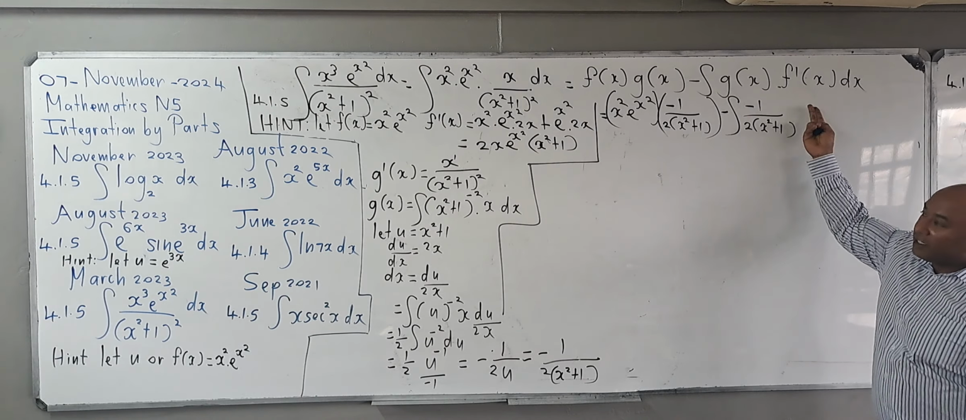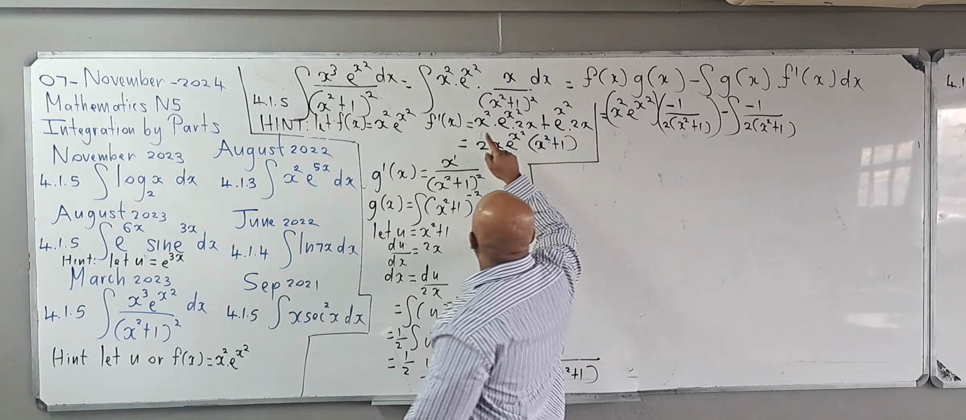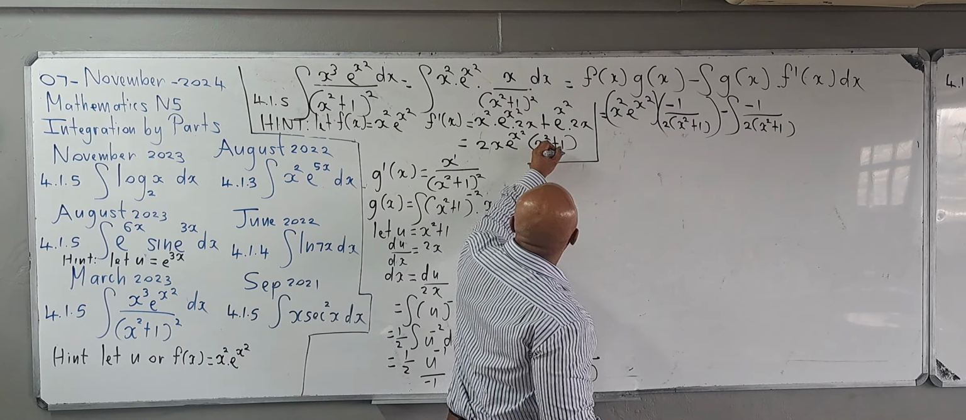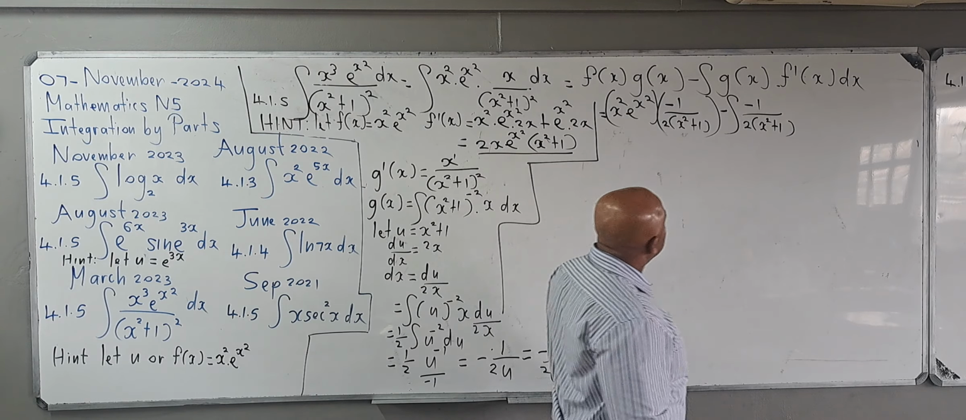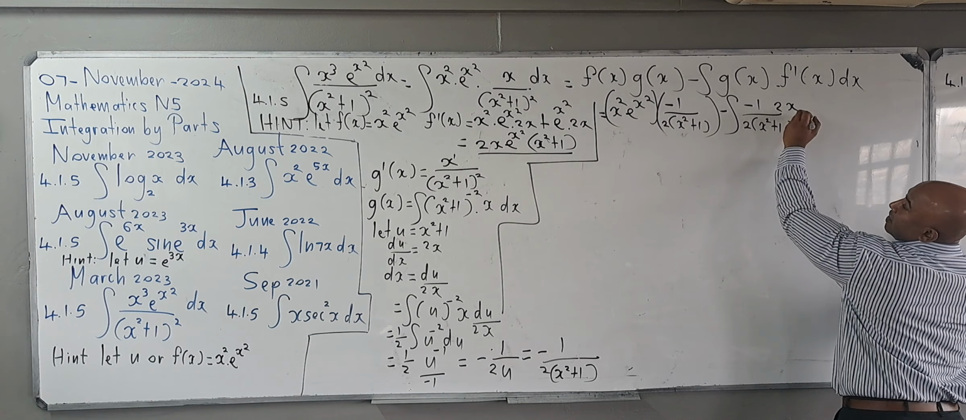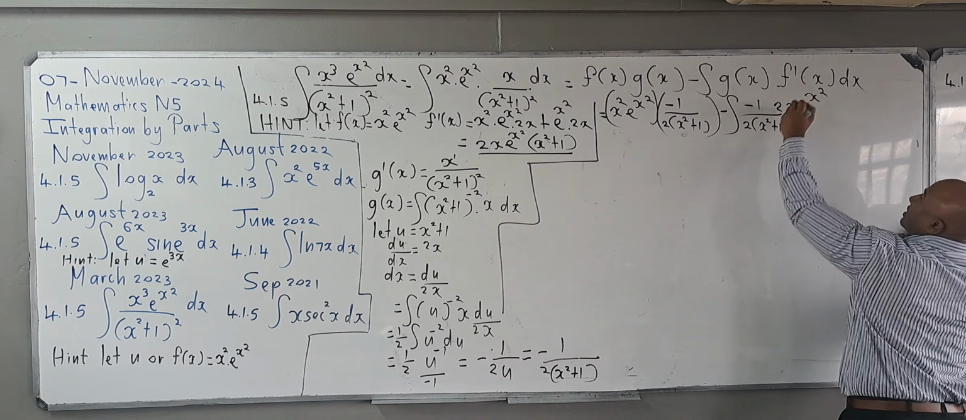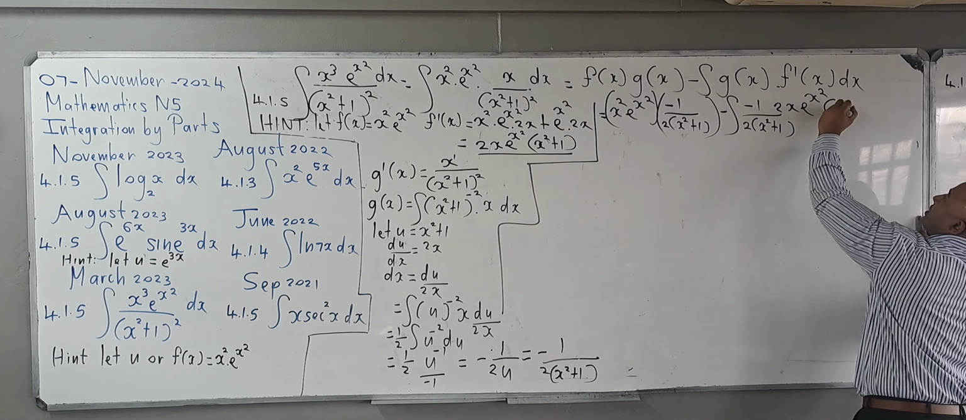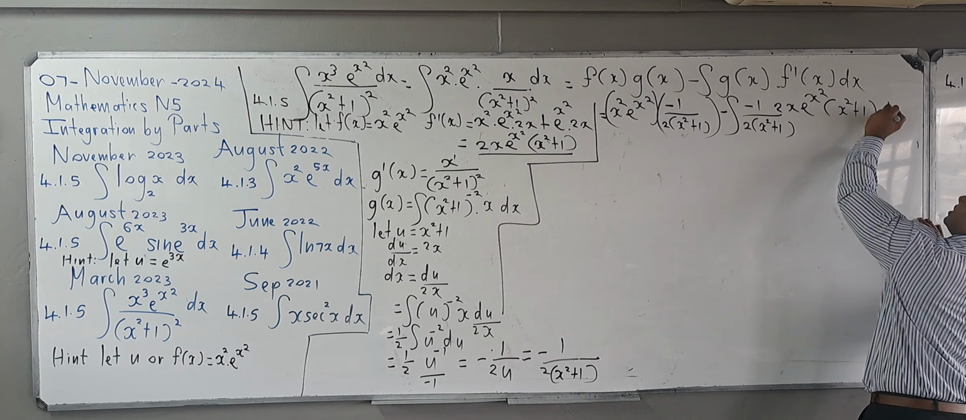And the f prime x, where is the f prime x? There it is. Can you see the f prime x? So what is f prime x? f prime x is 2x times e to the power x squared times x squared plus 1 dx.